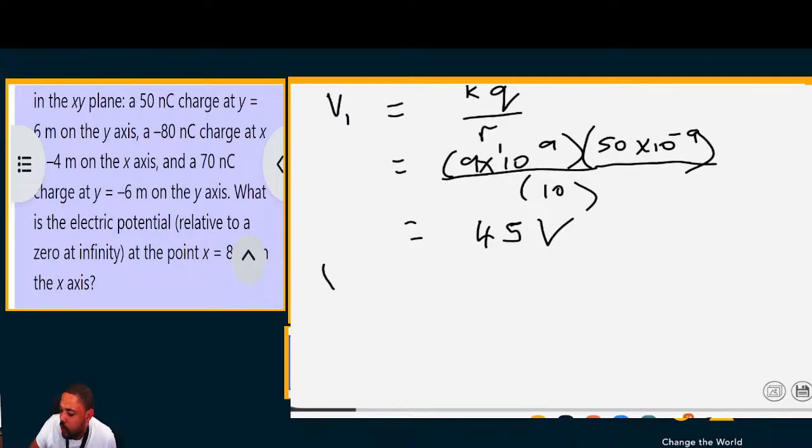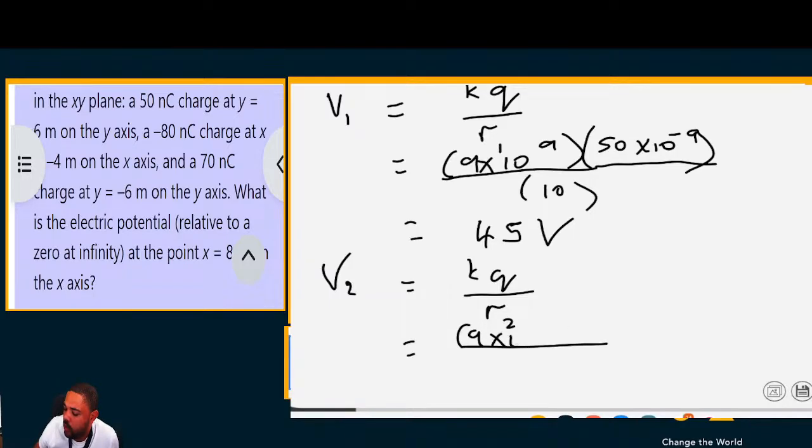So 45 volts. Okay, so the potential due to the 50 nanocoulomb charge is 45 volts. For the second, is it the 81? Yes, it's the negative 80. V2, same formula, KQ over R2. Remember the second distance we worked out was 12. Okay, this is 9 times 10 to the 9. You multiply that with negative 80, which is the charge. Remember, in this case, you need to include the signs, negative 80, over the distance we worked out, which is 12.